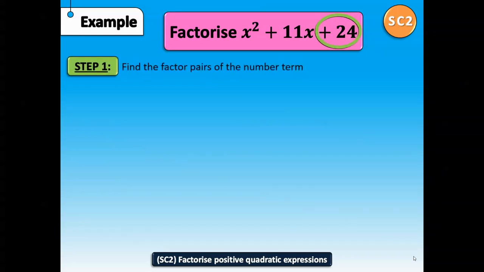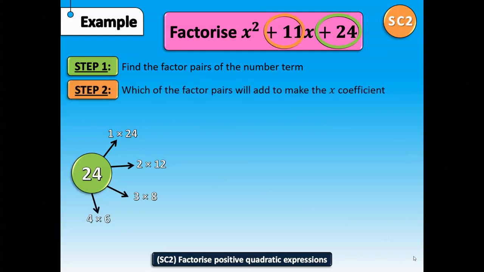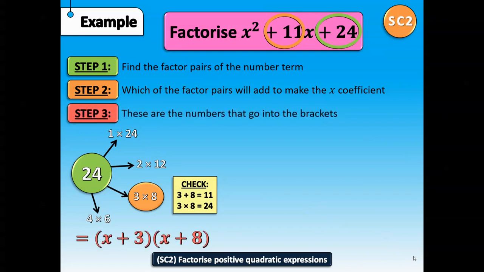So we want a pair of numbers that will times together to make 24. So if we write down all the pairs of numbers that times together to make 24, which of these pairs add together to make 11? Well, it's 3 and 8. So one bracket will be x plus 3, and the other bracket will be x plus 8.